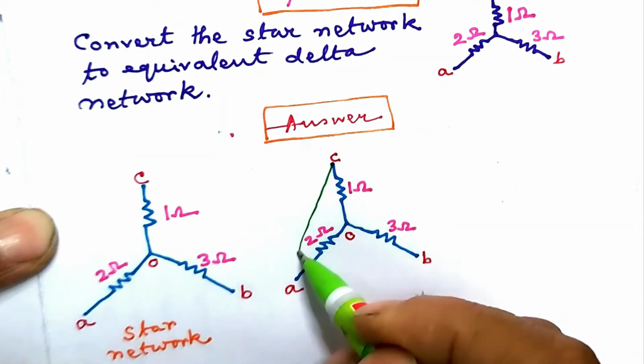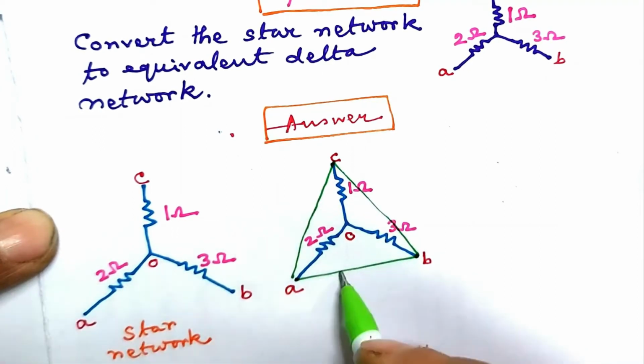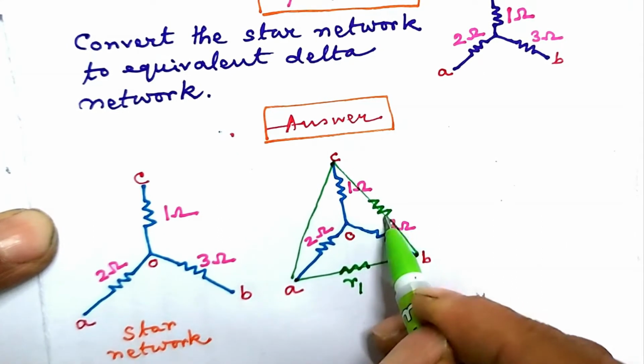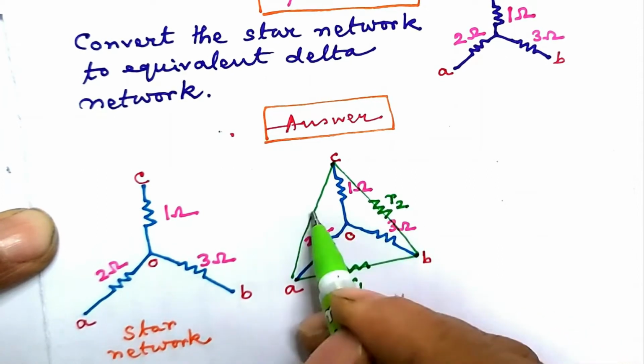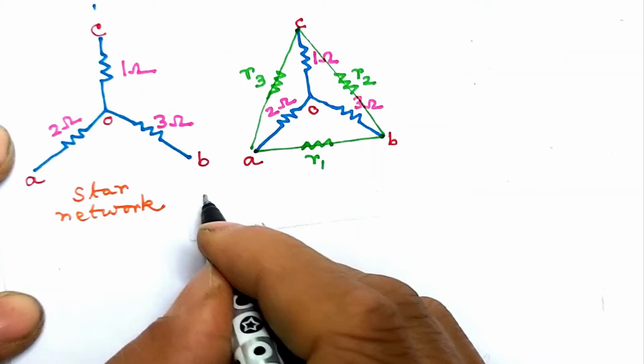Join the points C and A and B, C and B. Resistance between A and B is, say, R1. Resistance between C and B is, say, R2. Resistance between C and A is, say, R3. To find the resistances of the imagined delta network, that is R1, R2 and R3, we have to use the formula of conversion from star to delta.